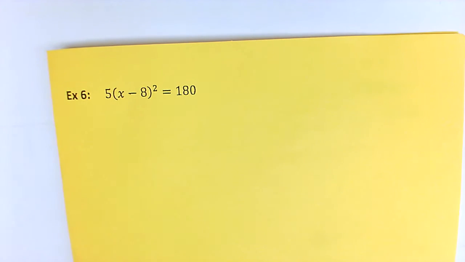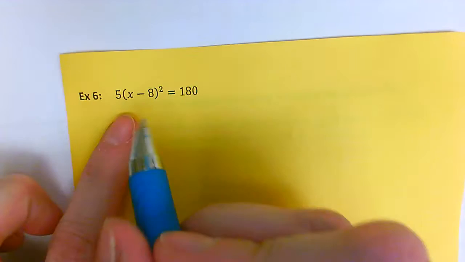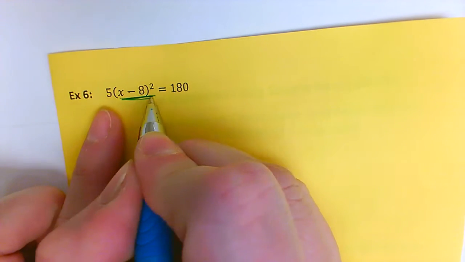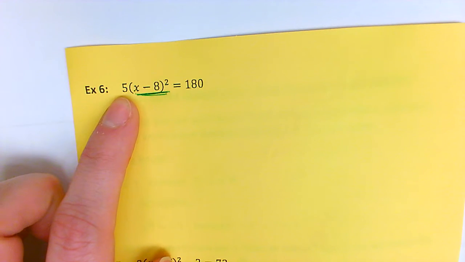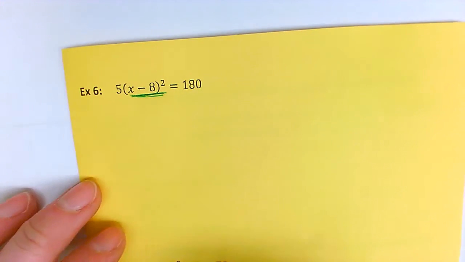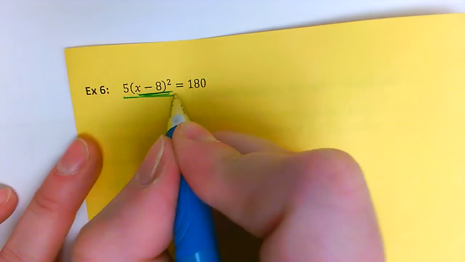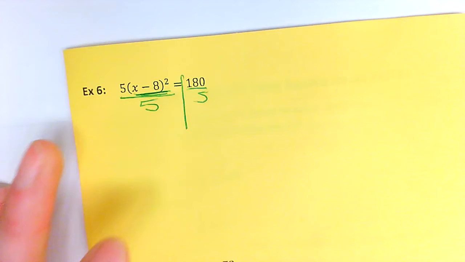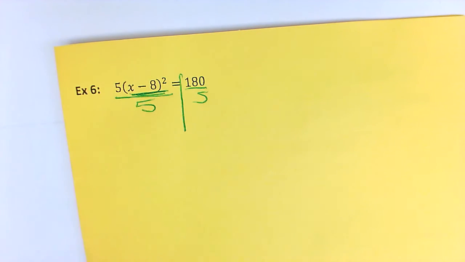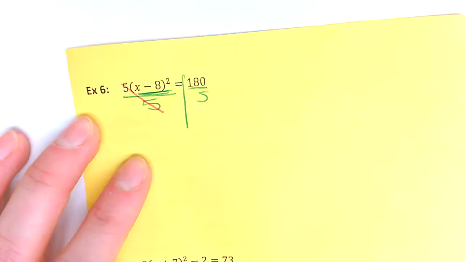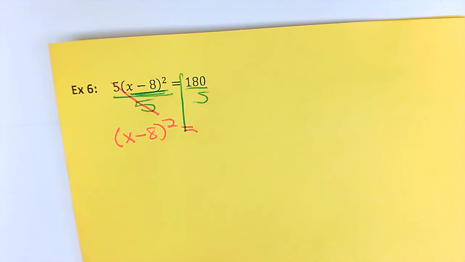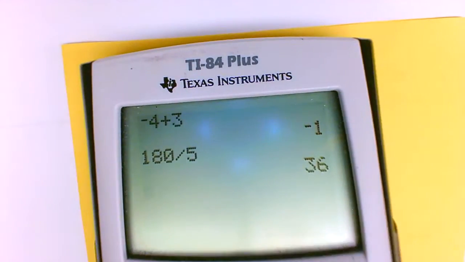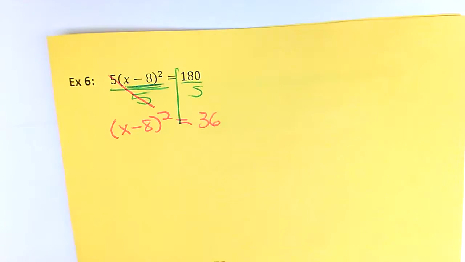Number 6. All right. This one, I do have a set of parentheses being squared, so this is the thing that I want to get by itself. So in order to get it alone, I've got to get rid of everything that's on the outside of the parentheses. In this case, I'm talking about the 5. The 5 is being multiplied to the parentheses, so the way to get rid of it is to divide both sides of that equal sign by 5. They will cancel out on the left, and now I've still got x minus 8 being squared equals. On the other side, I need to do 180 divided by 5, which ends up giving me positive 36.